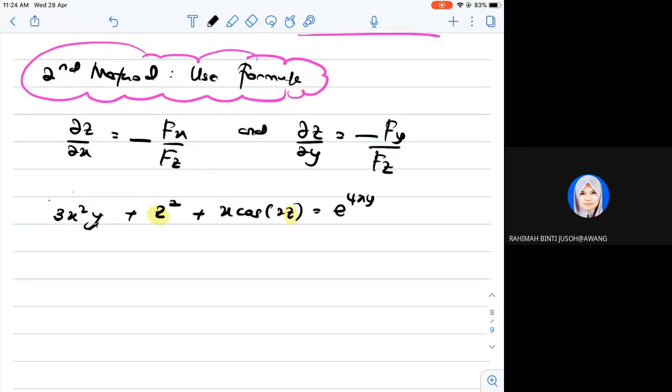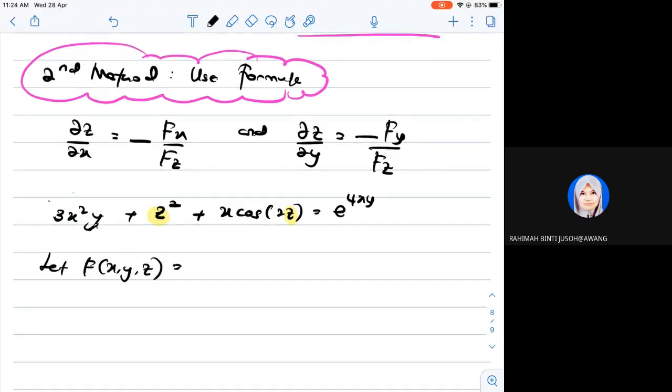Okay. First step, kita kena let f, x, y, z equals to the whole thing lah. So 3x squared y plus z squared plus x cos 2z. Yang sebelah kanan ni move to the left hand side. So it becomes negative exponent 4xy. So equate this with 0. This is the first step.